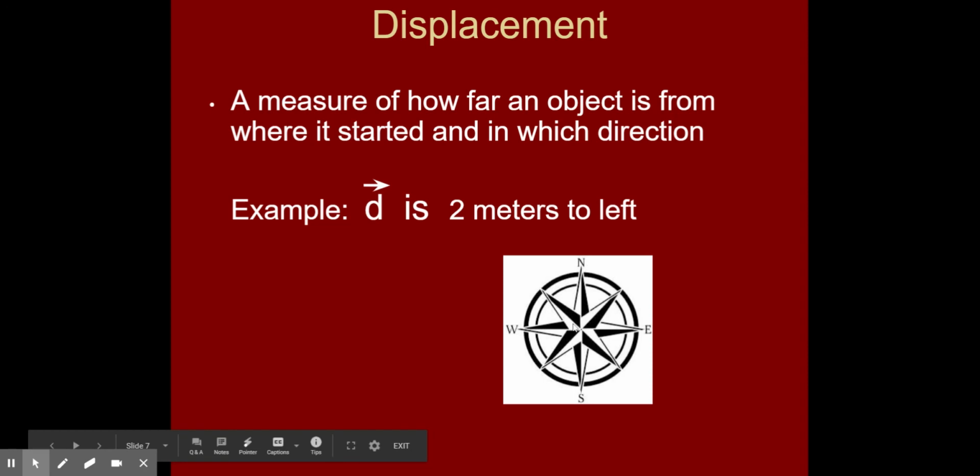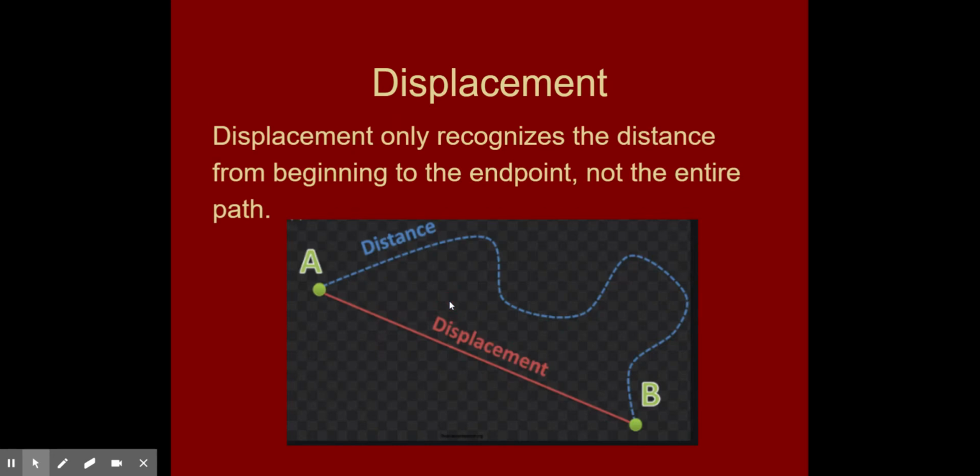Notice that this is a compass rose and it says north, south, east, west. Remember, never eat soggy waffles. Again, this direction between north and east would be northeast. This direction between south and east would be southeast, southwest, northwest. And those are all examples of direction.